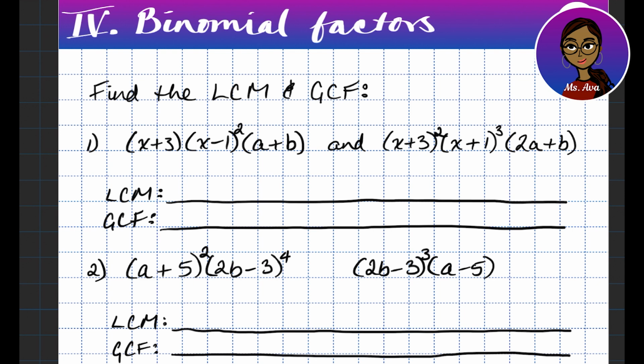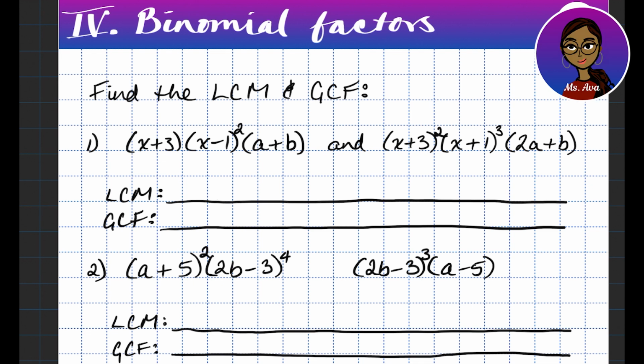So tell me what bases I should write for the LCM. You can write an X and a 3. Oh, are you telling me like this X and then this 3?